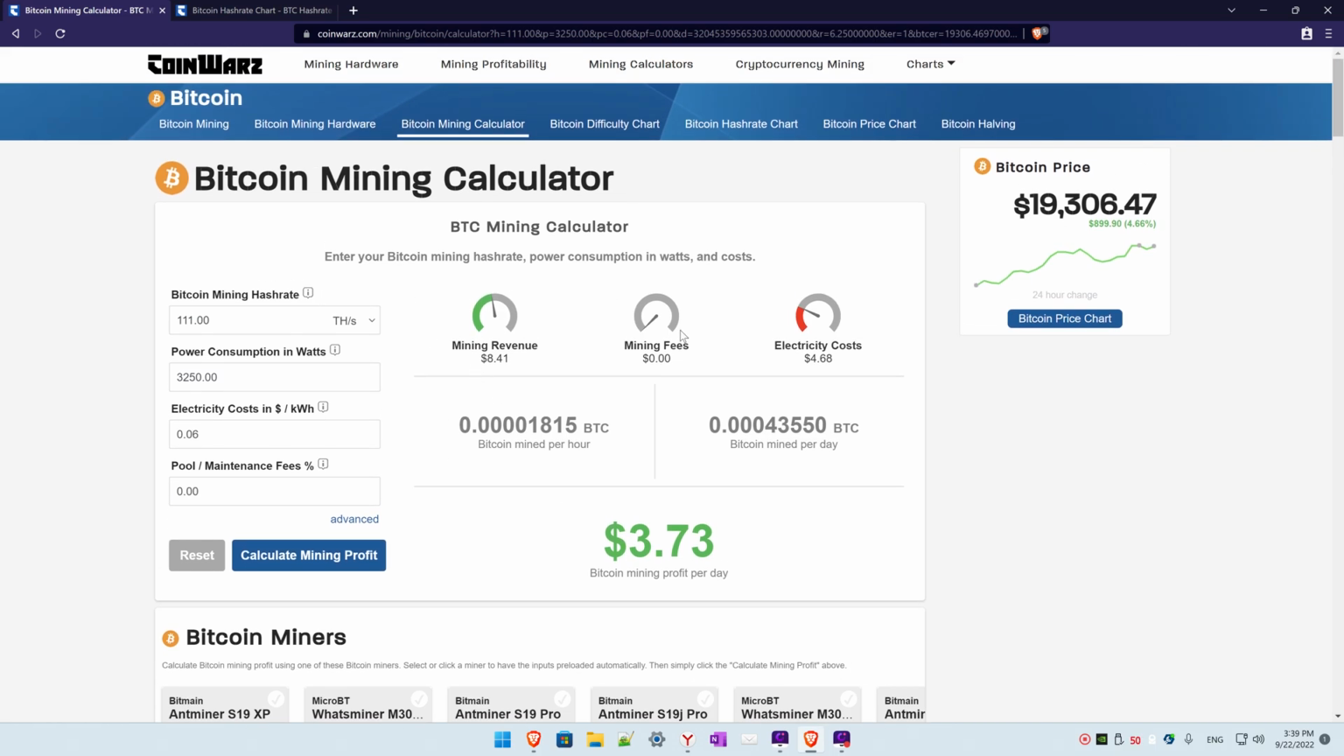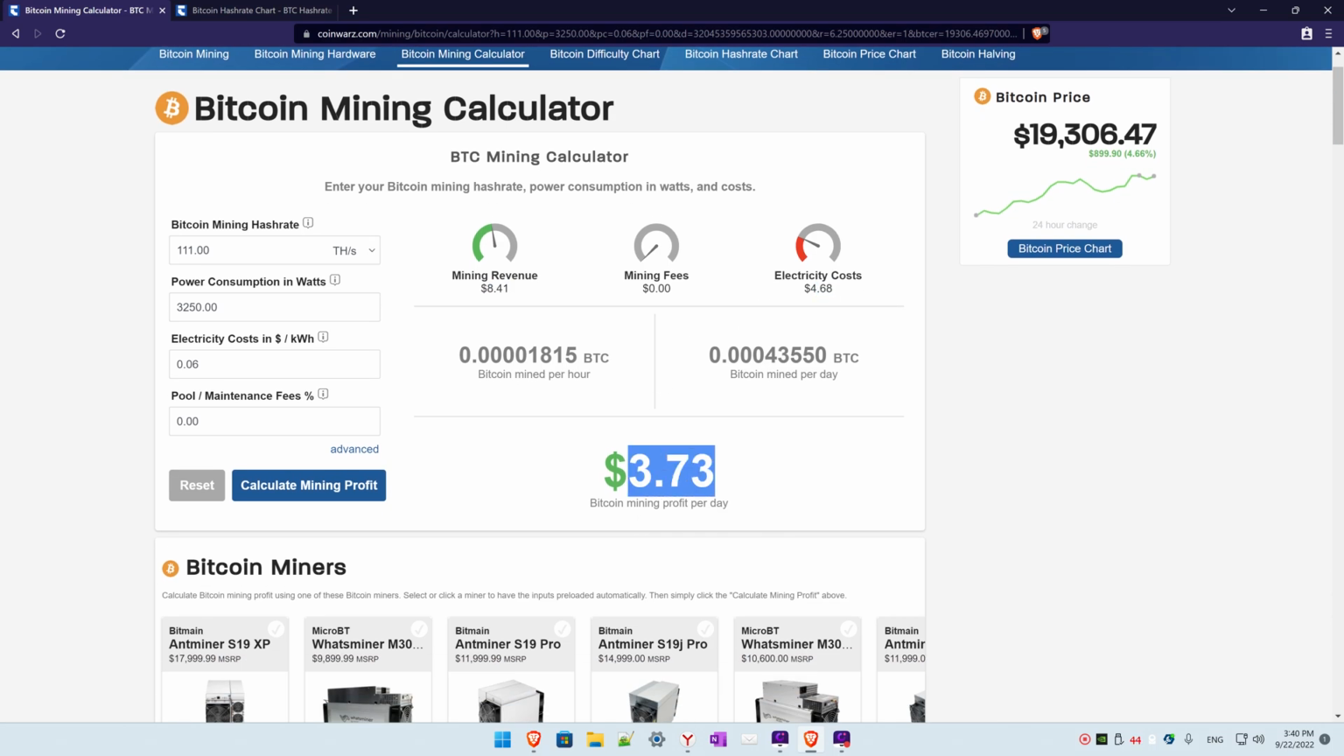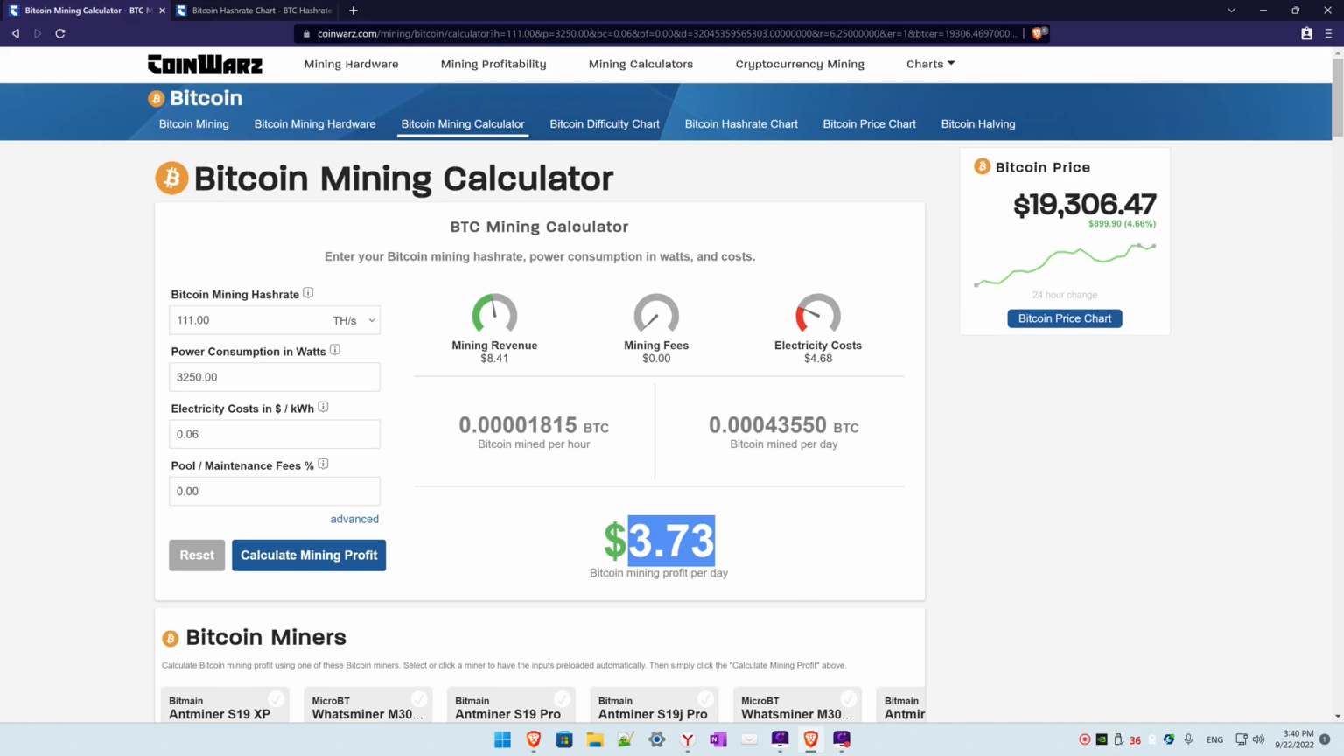All right, so what are we getting? We're mining $8.40. That's at current prices. That's 19,306. So $8.41, electricity cost is $4.68, and then our income after the electricity is $3.73. Now let me put it in the calculator. I'm gonna use my phone here. So 3.73 times 30 days times, or actually let me just go times 365. So it gave me $1,361. So if the Bitcoin price did not change, so for a whole year, it was 19,306.